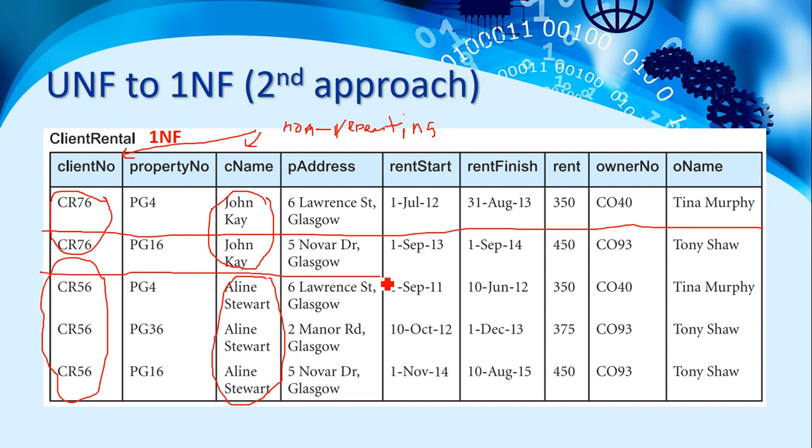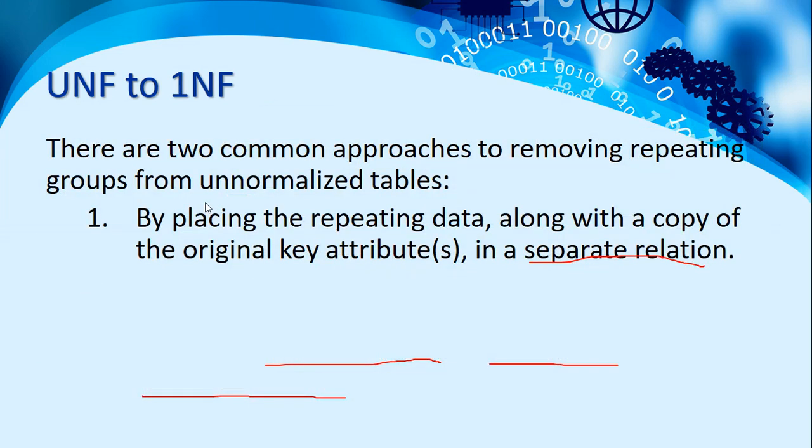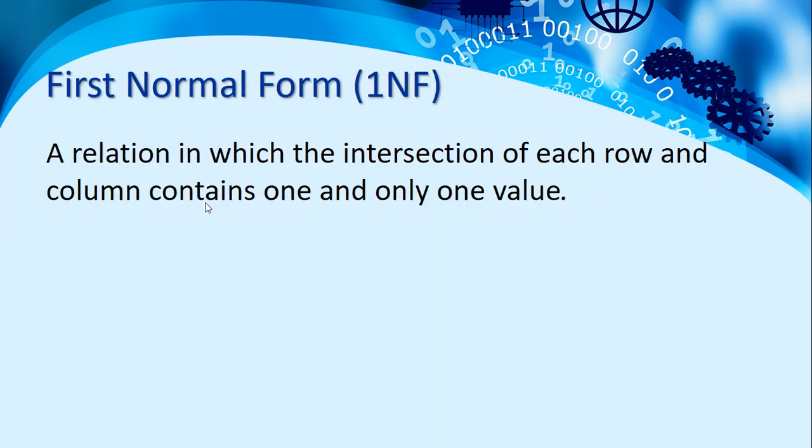After applying the duplication of the non-repeating groups. Okay? This is considered a separate row. Okay? So we have 1, 2, 3, 4, 5 rows in which each value sa mga attributes, single value na lang siya. Wala nang repeating. So therefore, we have achieved this one. Okay? Intersection of each row and column contains one and only one value.